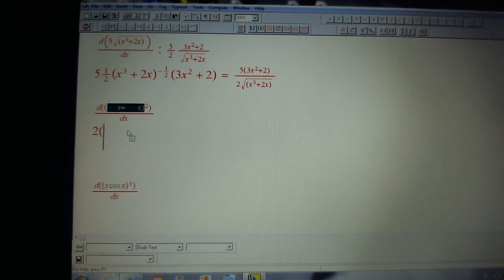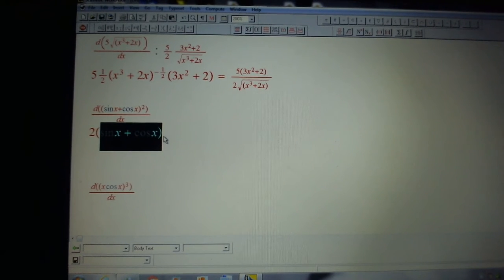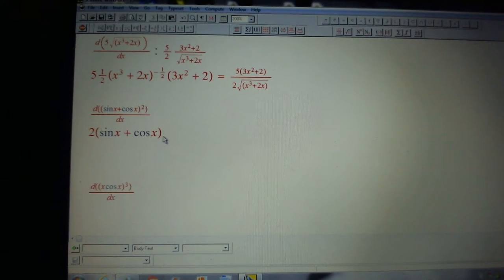So I'm going to pop that down here. Instead of typing it, I'm copying it. It's to the 1 less power, but 2 minus 1 is 1, so I don't have to write a power up there. But now I've got to have it times the derivative of the inside. And the derivative of the inside is cosine x minus sine x.